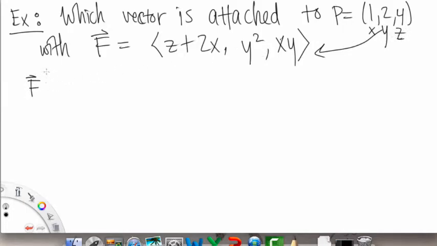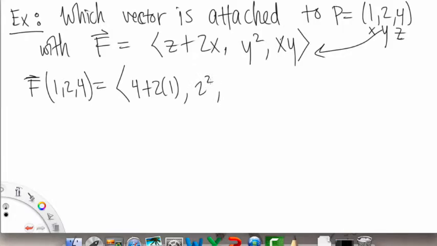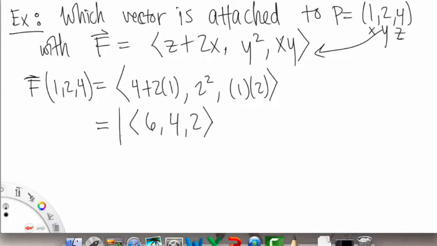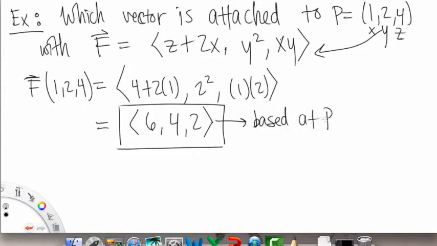And then if we plug this into our vector field, we're going to get z plus 2x. So that would be 4 plus 2 times 1, and then comma y squared, so that's 2 squared, and then x times y, which is 1 times 2. Okay? And then we just evaluate, and we get 6, 4, 2. Alright? So this would be the point there, and this is the vector based at P, so that would equal 1, 2, 4. So that's how you would draw it on a three-dimensional graph.